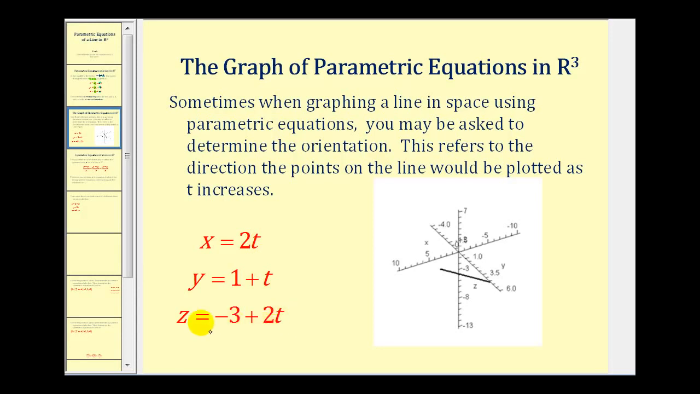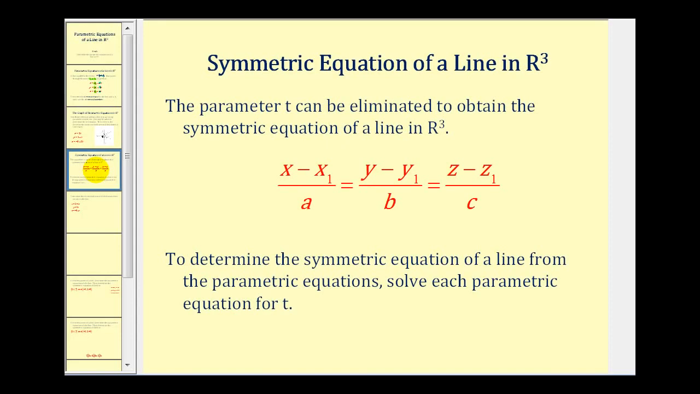More specifically, as t increases, so does z. And you can think of z as the height of the line. So as t increases, this line is moving upward. So we know the orientation of this line would be from this direction to the left, or in this direction here. There's one more form of a linear equation we should mention for R3.